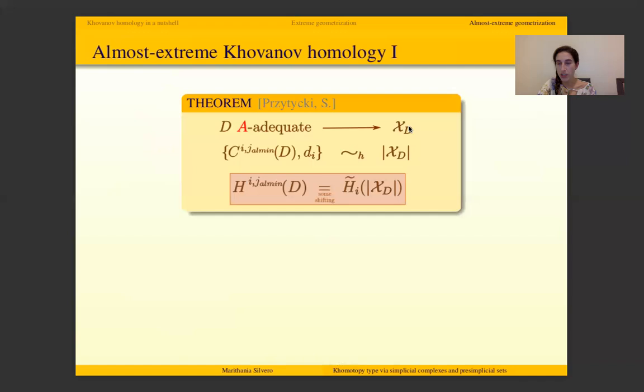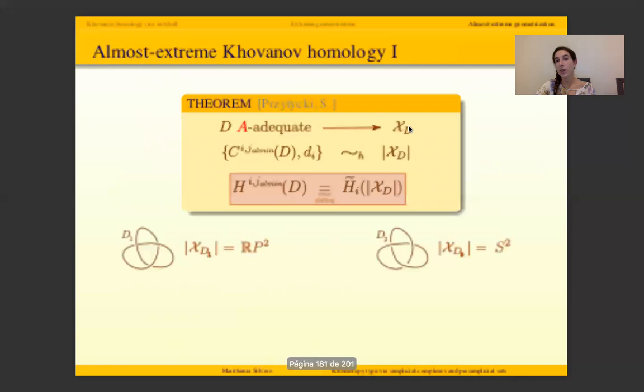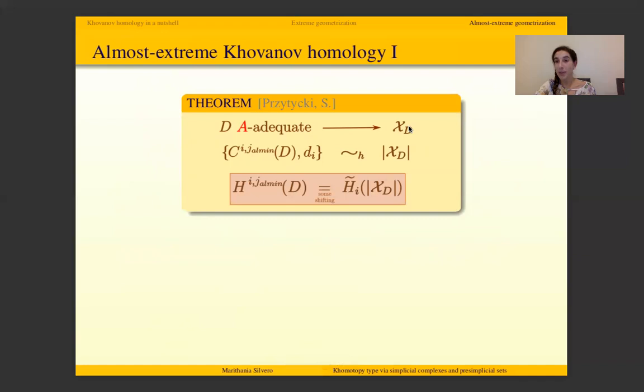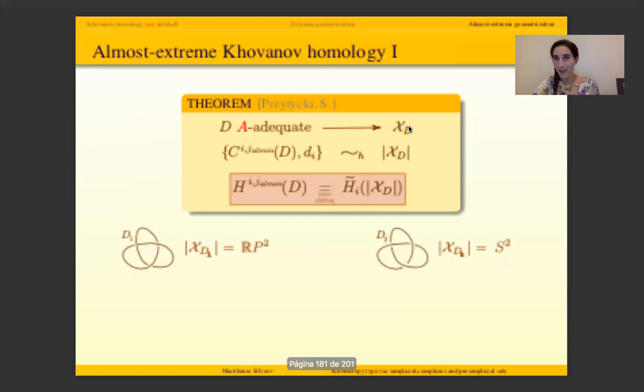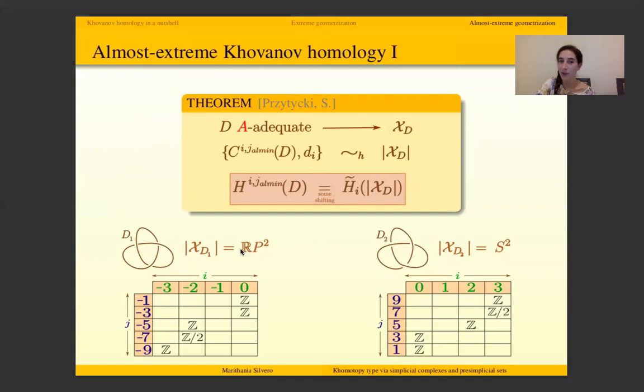And you can say, okay, but still it is not easy to compute this homotopy type, right? You have to compute the partial presimplicial set and then do all identifications to know its homotopy type. But what is much better is that we were even able to compute the exact homotopy type of the partial presimplicial set. And this I'm going to show you in the next slides, because I forgot that here I have something to show you. Just that the example for the left-handed trefoil, we got that. For the right-handed trefoil, we got that.